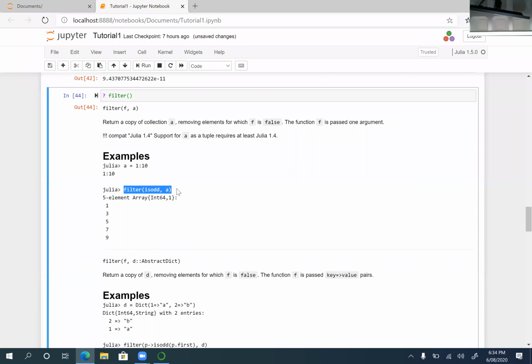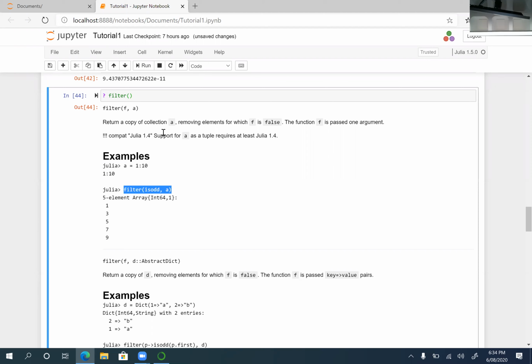But hang on, let's have a look at this. So the numbers are 1 to 10, and I'm a little bit confused by it because it says removing elements for which f is false, but it says is odd. And then below that, we see the odd numbers. Okay, so I would have to play around with that in my spare time to fully understand that.